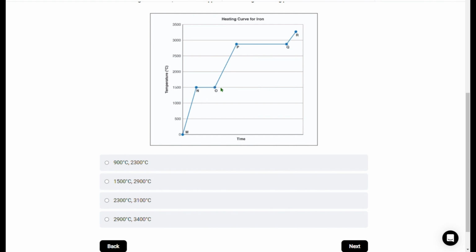Let's focus on these plateaus and talk a bit about the chemical characteristics of melting and boiling points. We can think of the process of turning from a solid, which would be all the way here, to a gas, which is here, as a continuous spectrum.